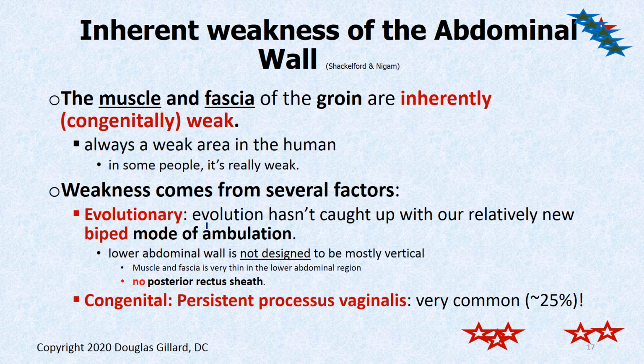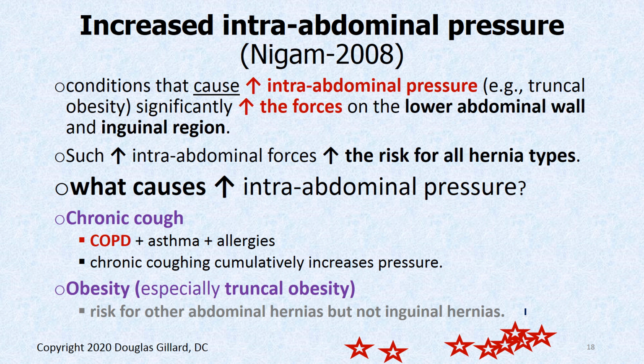And then this darn processus vaginalis, which is supposed to dry up by the time of birth, sometimes it doesn't. In about 25% of men it doesn't dry up, and it leaves a communication between the peritoneal cavity and the space around the testes, so it can fill up with fluid, or even intestines if it's big enough.